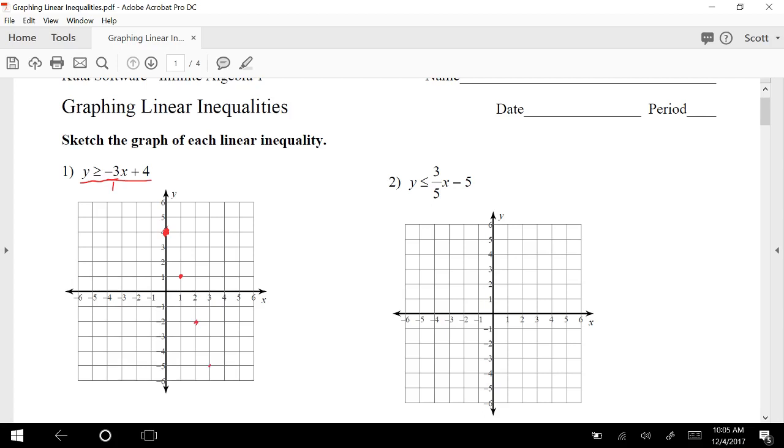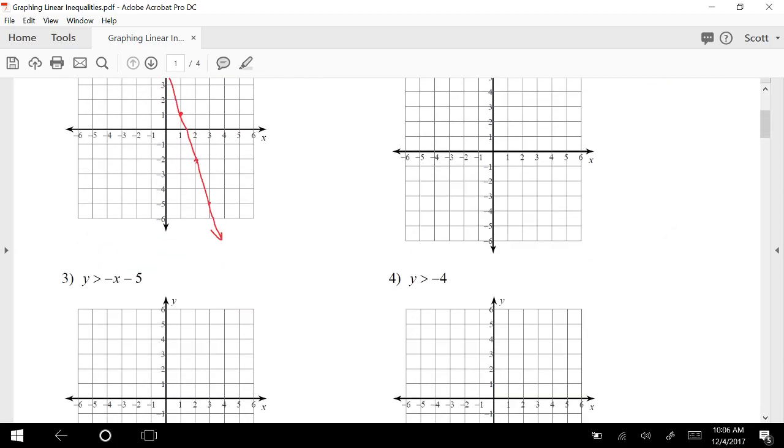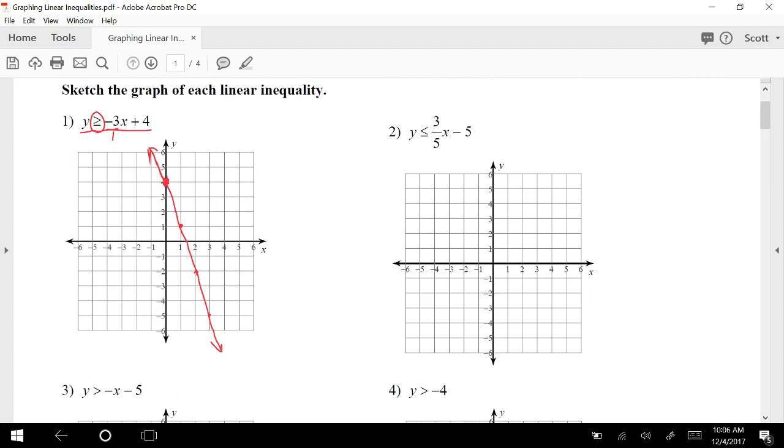Now, when we're graphing linear inequalities, if it has an equal sign right here underneath the either more than or less than symbol, then it is going to be a solid line. You draw that line solid right through those points, as opposed to a dashed line like you would get with number 3, and I'll show you number 3 in a second.